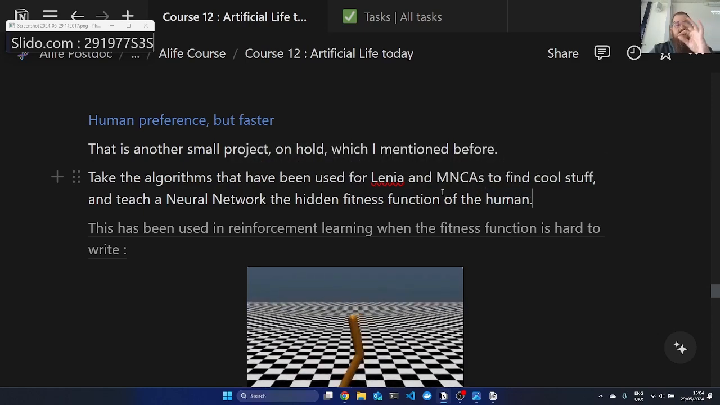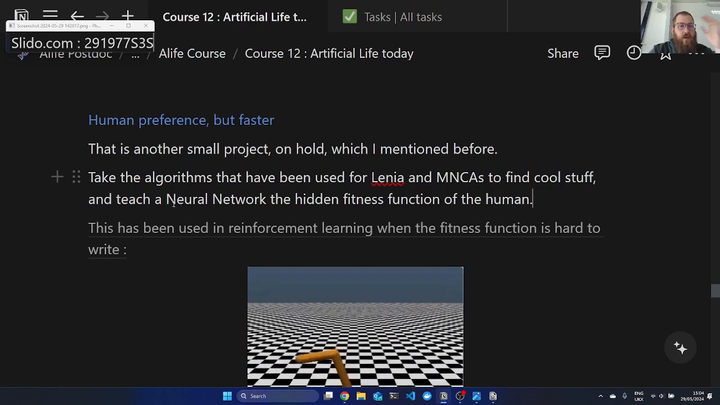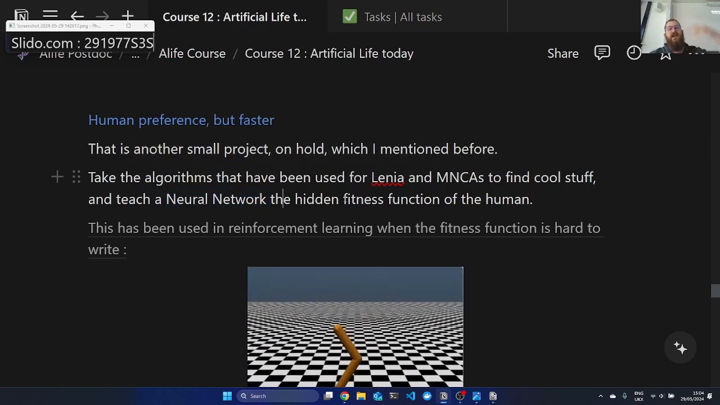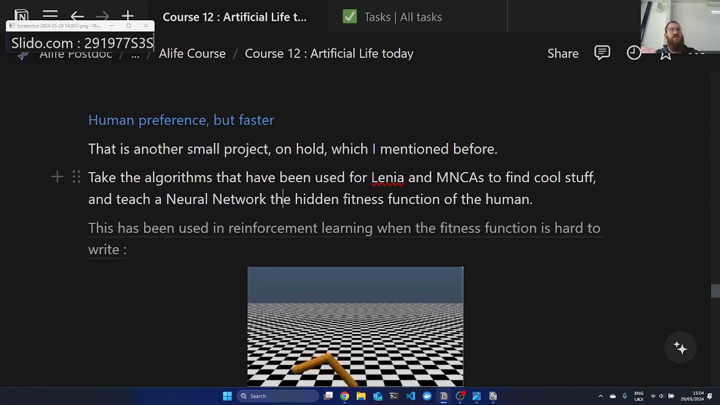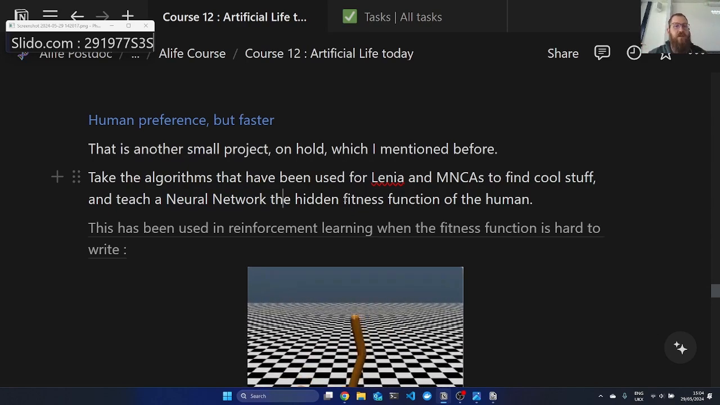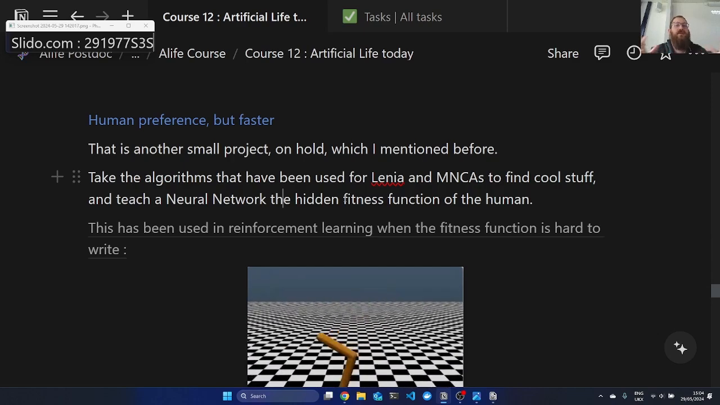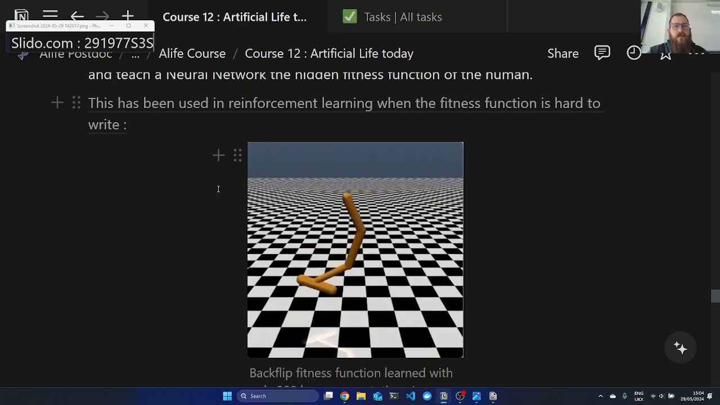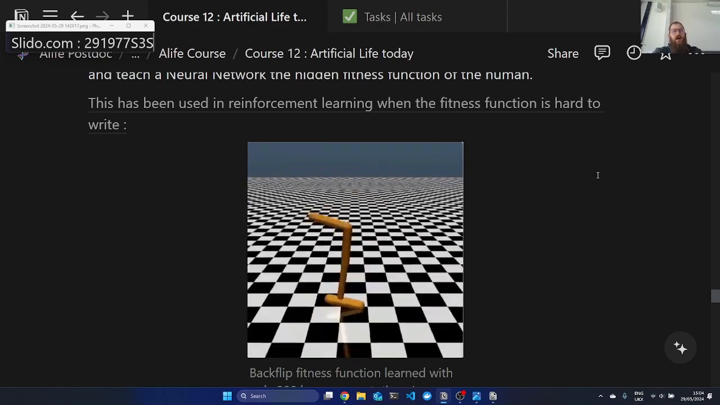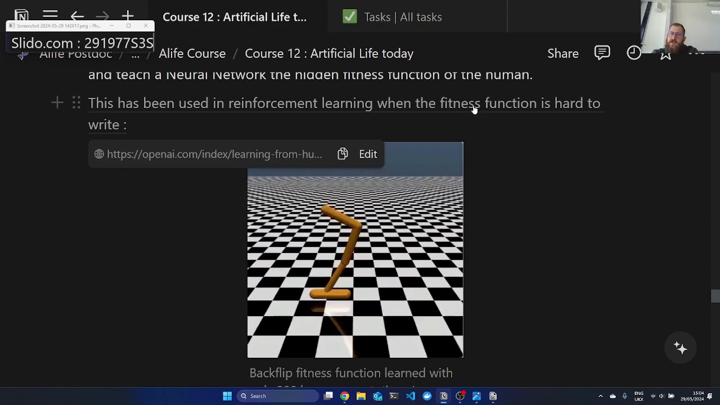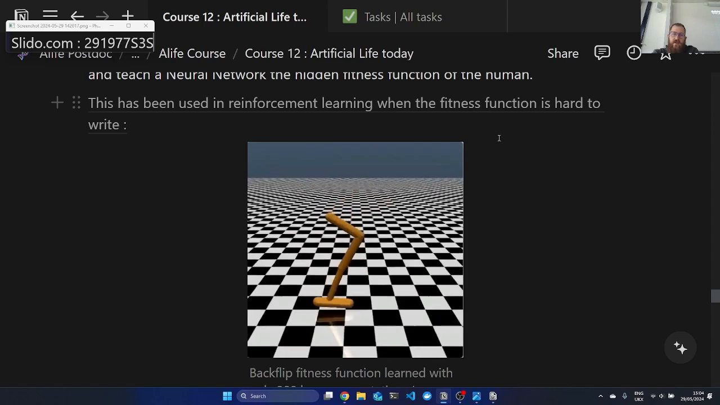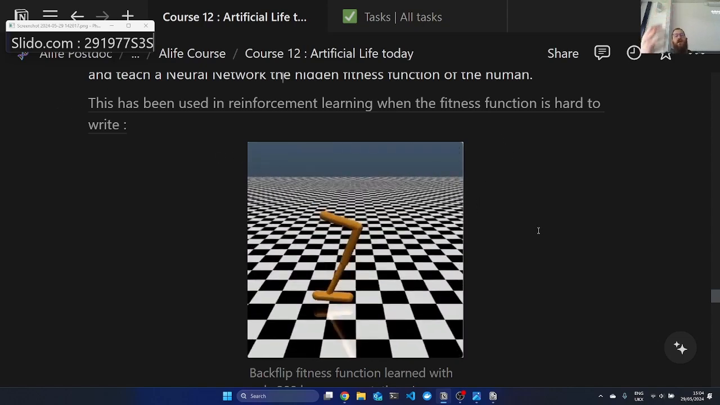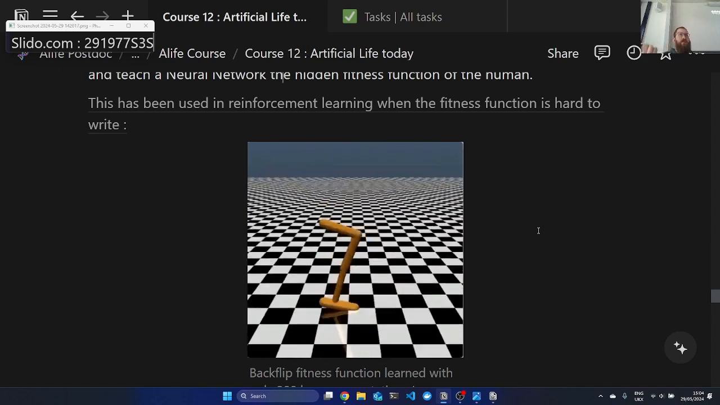And so the idea here is very, very simple. It's not a new idea or whatever. It is just to teach a neural network the hidden fitness function of what is interesting for a human. I think it's impossible to capture it perfectly, but maybe if you capture it good enough, you can get some nice results. And so this is an example of, I think, one of the first papers where this method was introduced. Their goal was to use reinforcement learning to train this stick to do a backflip.